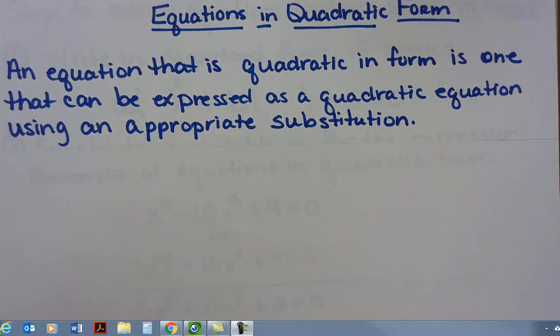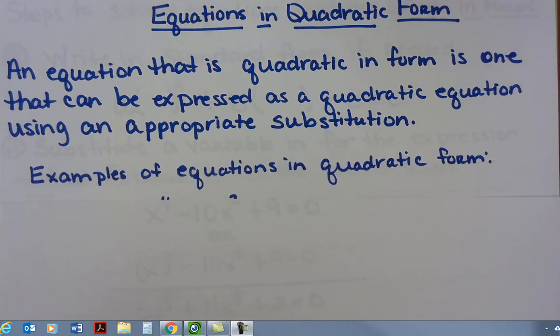All right, so we're going to look at solving equations in quadratic form. An equation that is quadratic in form is one that can be expressed as a quadratic equation using an appropriate substitution. So an example of an equation that's in quadratic form: we have x to the fourth minus 10x squared plus 9 equals 0.